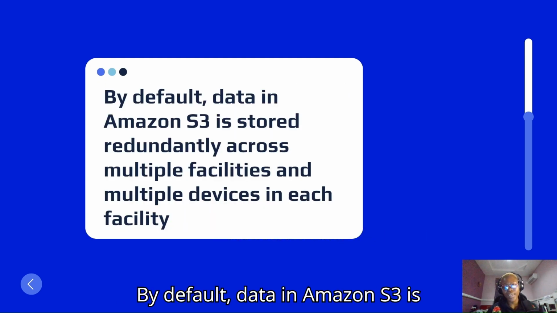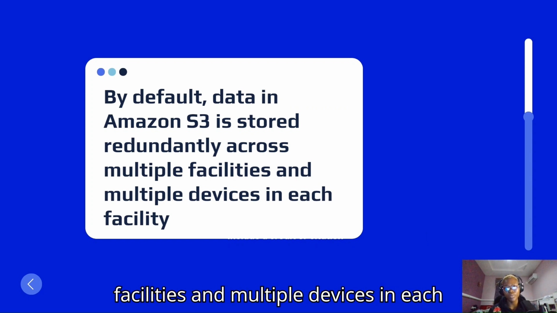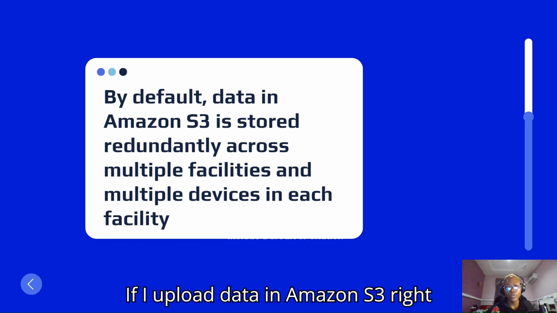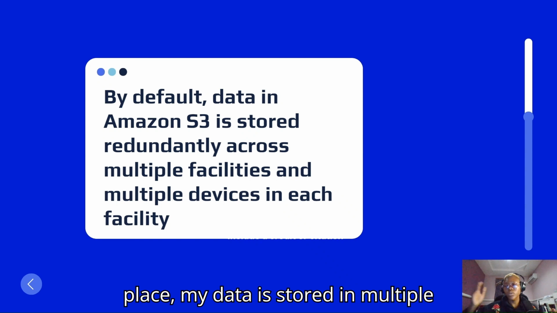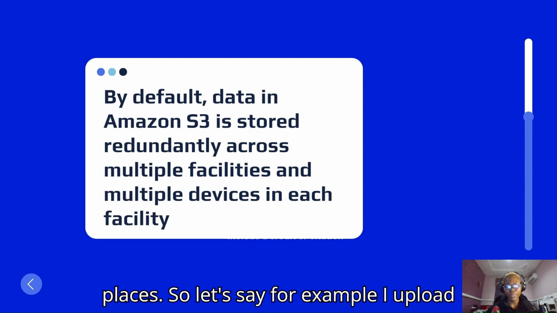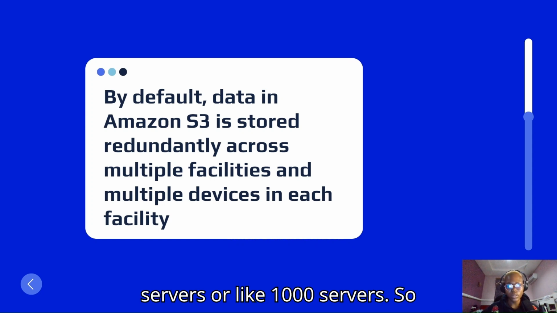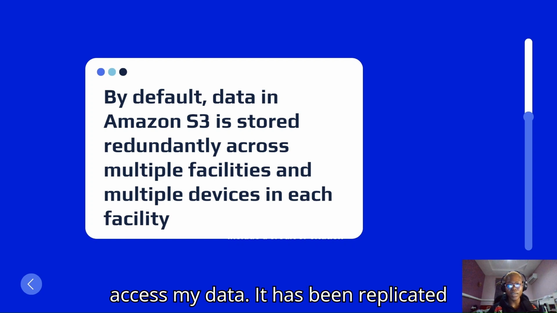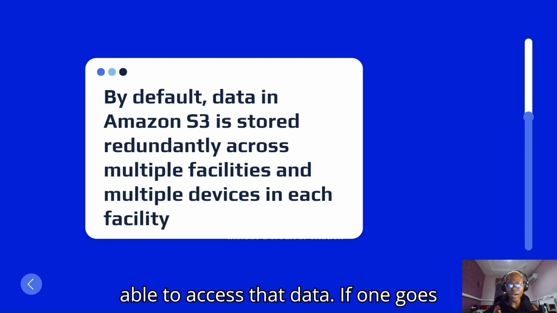By default, data in Amazon S3 is stored redundantly across multiple facilities and multiple devices in each facility. So what does this mean? If I upload data in Amazon S3 right now, it's not just stored in one place. My data is stored in multiple places. Let's say, for example, I upload my data and it's stored in 15 servers or 1,000 servers. If one server goes down and I need to access my data, it has been replicated across other servers, so I will still be able to access that data.